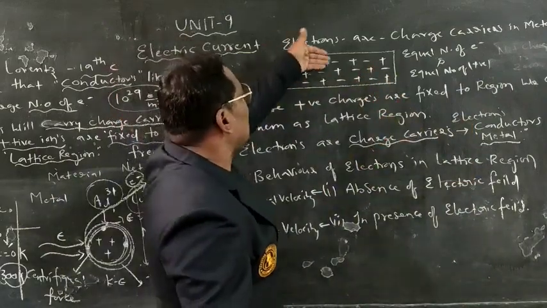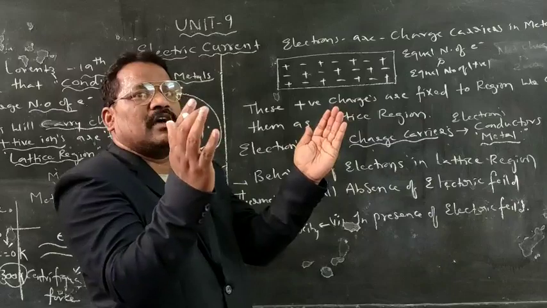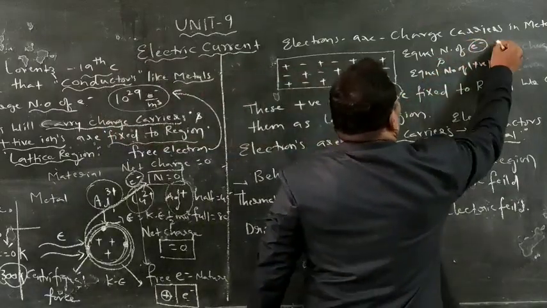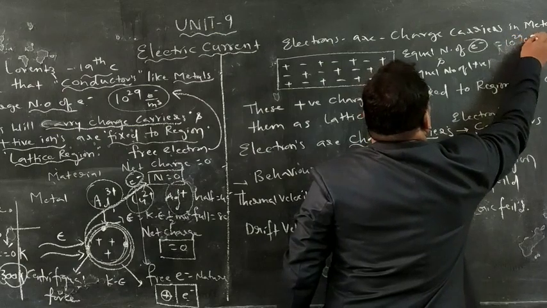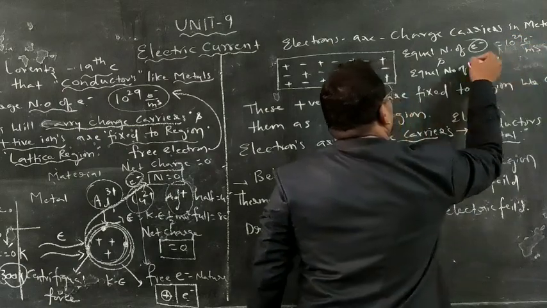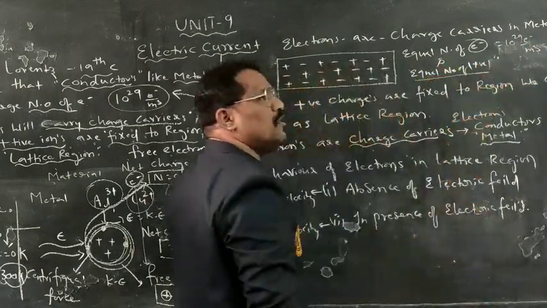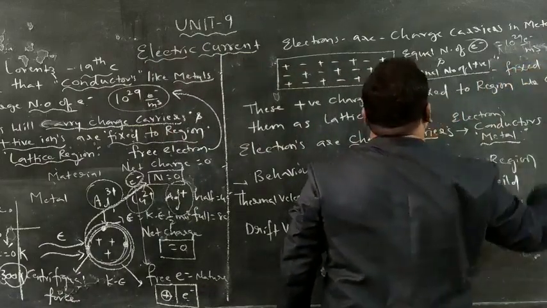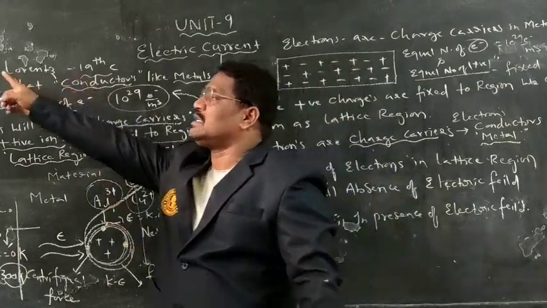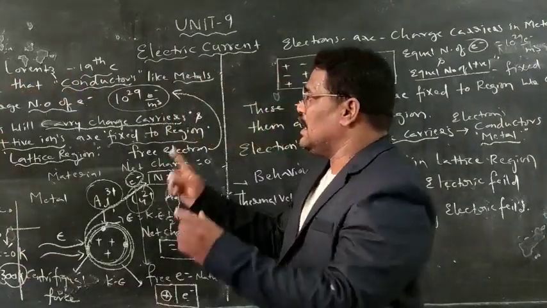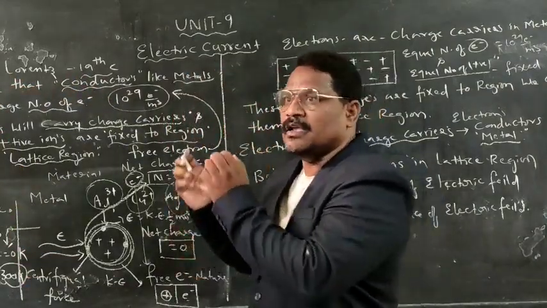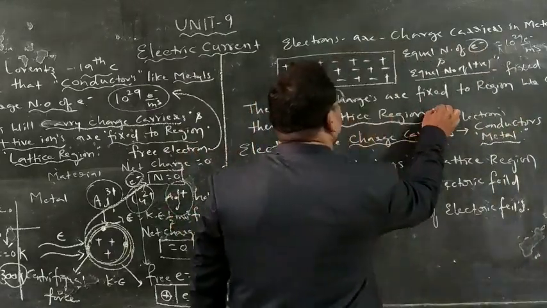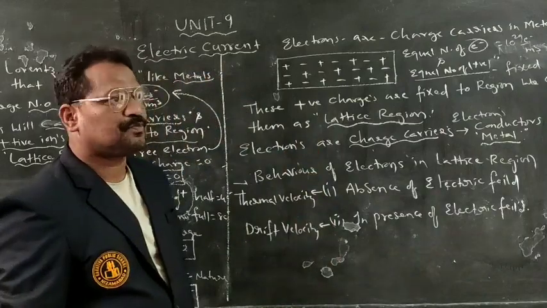Therefore, the charge has been split in such a way that we have free electrons of nearly 10 to the power of 29 electrons per meter cube, as well as an equal number of positive charges. These positive charges are fixed. Who said that? Lorentz as well as Drude said that they are fixed to a certain region. That region is called what region? The lattice region.